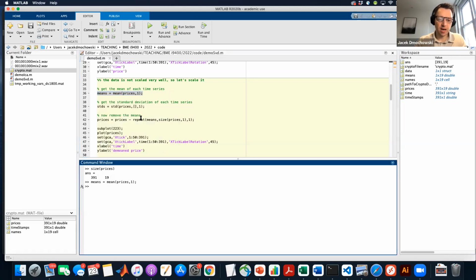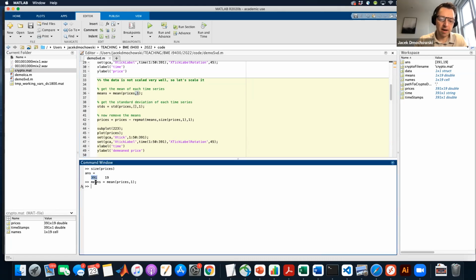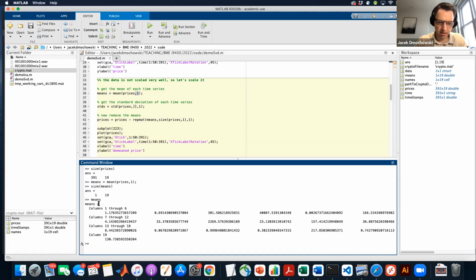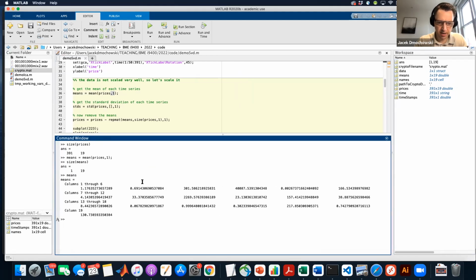Okay. And the comma one here, which is optional because it assumes that you're taking the mean in the first dimension, but I put it in here just to be explicit that we are taking the mean along the dimension of time. And now means should be a 1 by 19 array. And if I output it, I've outputted the means here.